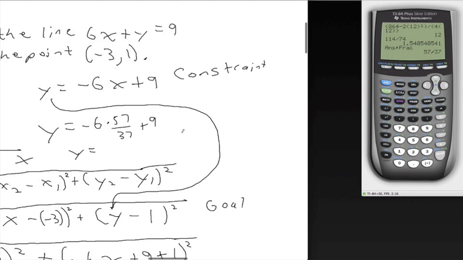One moment. I got a different answer than you. Huh. So check, how did you do that in your calculator? Oh, I made a mistake. -6 times 57 divided by 37. That's -0.24.